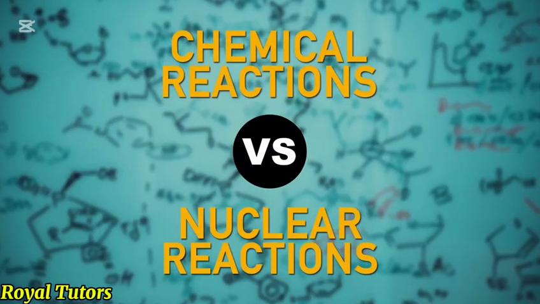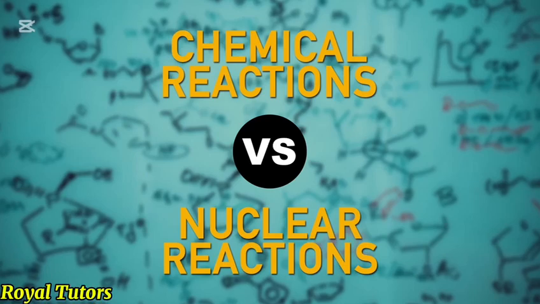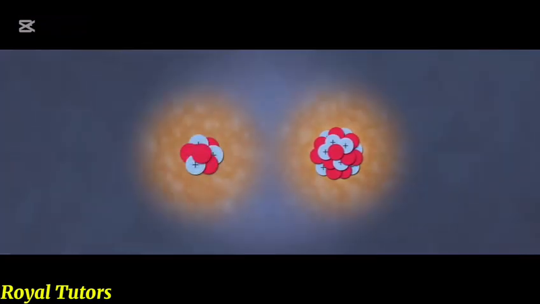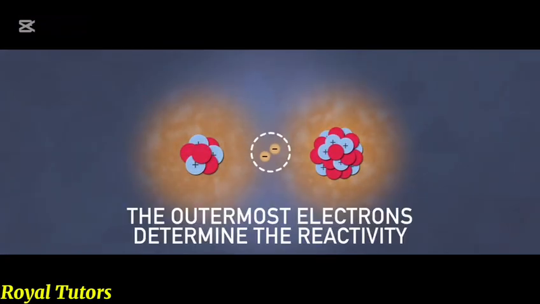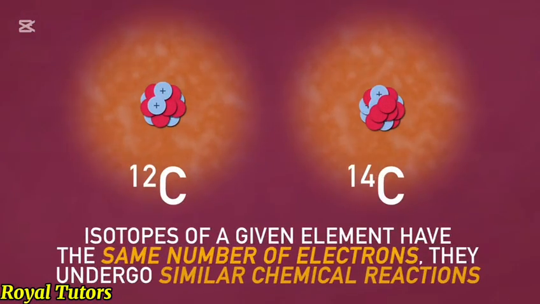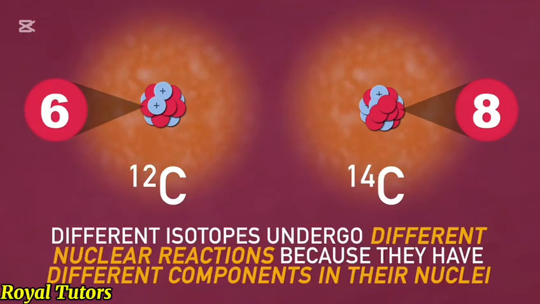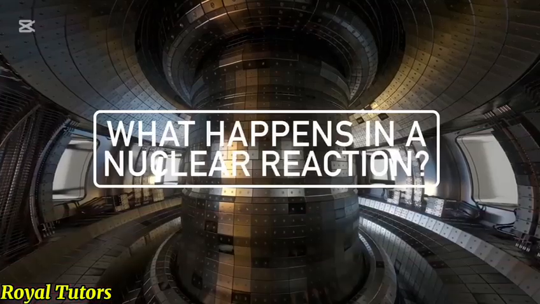When it comes to atoms and their behavior, there is an important distinction to make between chemical reactions and nuclear reactions. Chemical reactivity is defined by the electrons that atoms possess. When atoms come into contact with one another, it's the outer electrons that interact and determine the type and the intensity of the reaction. Since isotopes of a given element have the same number of electrons, they will undergo similar reactions. On the other hand, nuclear reactions rely on the particles in the nucleus. So, different isotopes will undergo different nuclear reactions because of the differences in the makeup of their nuclei.